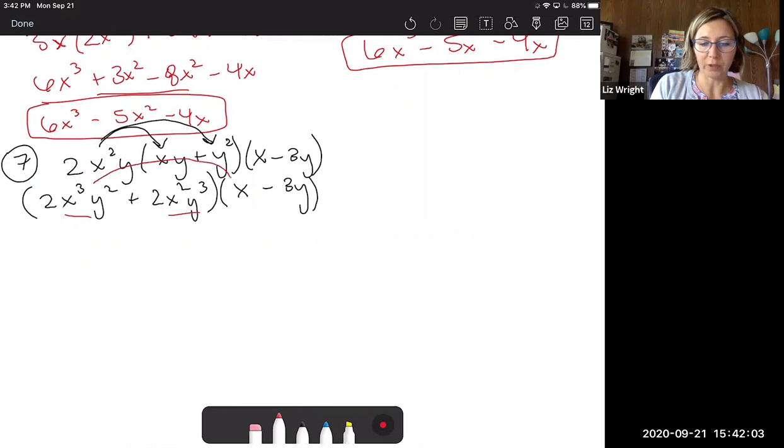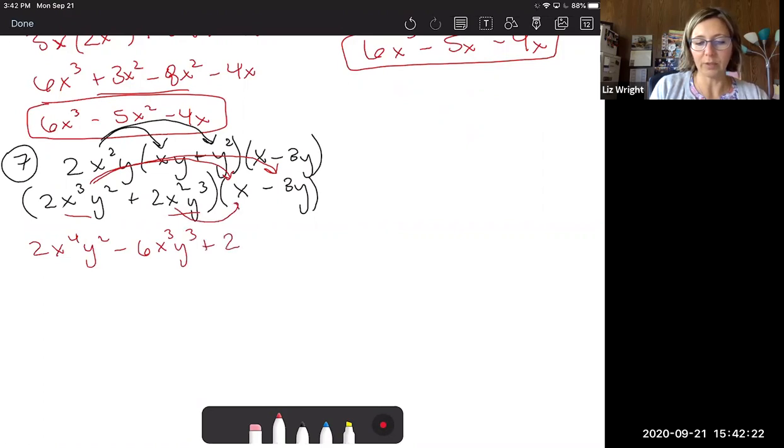So I'm going to do my first terms. That, for me, is going to be 2x to the fourth y squared. Now I'm going to do the outside terms. So positive times the negative is going to give me negative 6x cubed y cubed. Then I'm going to do the inside terms. So I'm going to get plus 2x to the third y to the third. And then the last terms, minus 6x squared y to the fourth.